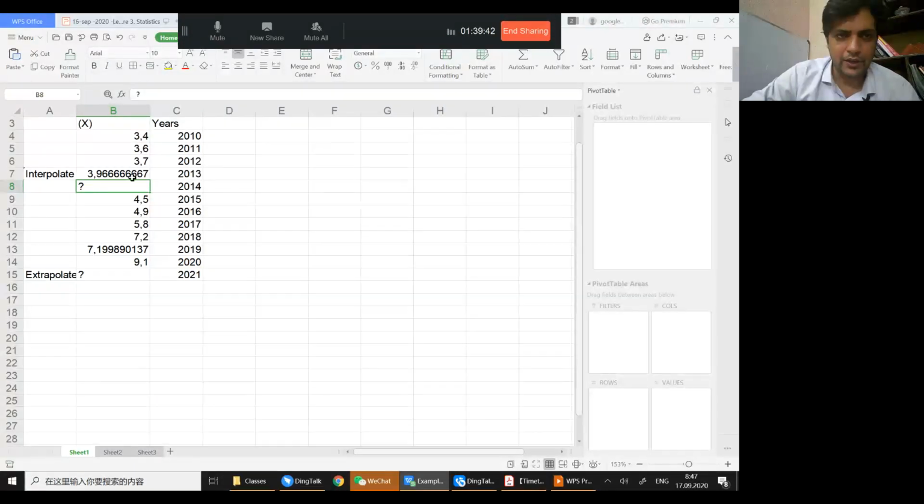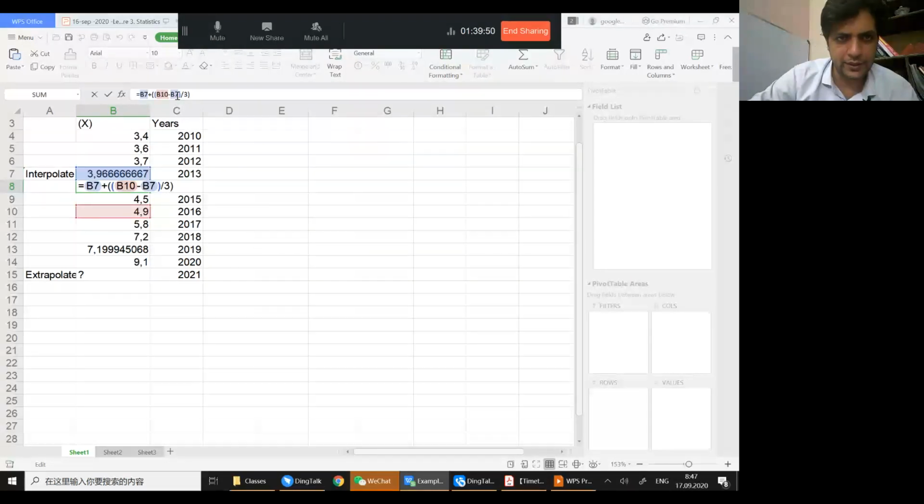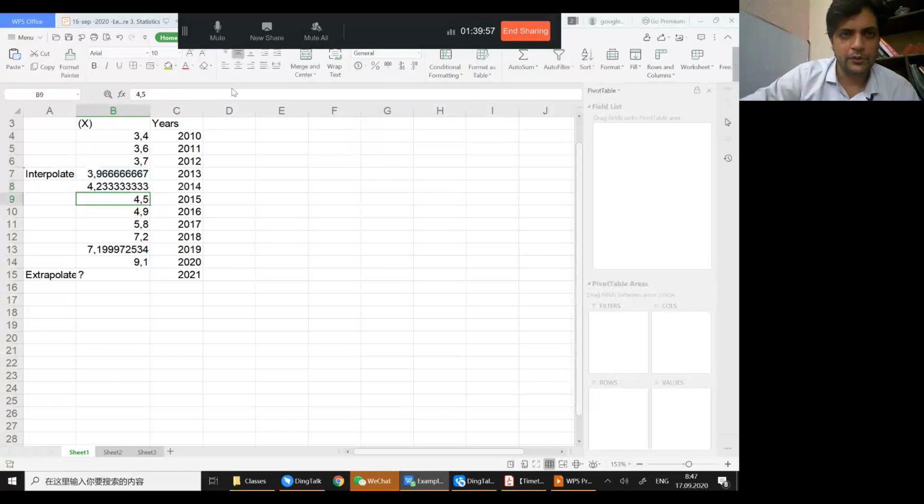And here, I'm going to just copy this here, which is the same. But here, I'll have to use next is B6, B9. And here, I will divide by 2. So that's how we can get the interpolation. So now our missing data is there.